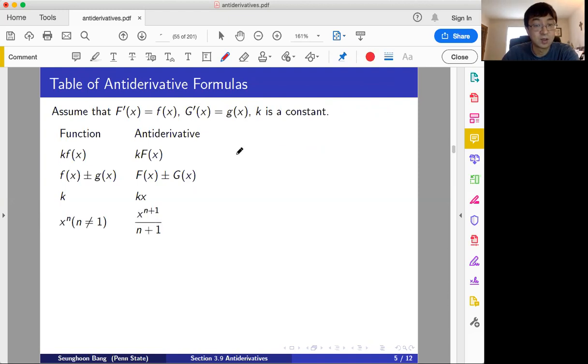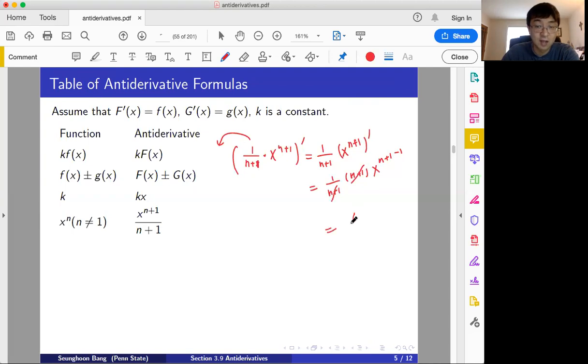What is the antiderivative of x to the n? We can check 1 over n plus 1 times x to the n plus 1, prime. The 1 over n plus 1 is a coefficient, take it out. Then x to the n plus 1 prime gives n plus 1 times x to the n plus 1 minus 1. So n plus 1 is crossed out, and we have x to the power n. So the antiderivative of x to the n is 1 over n plus 1 times x to the n plus 1.